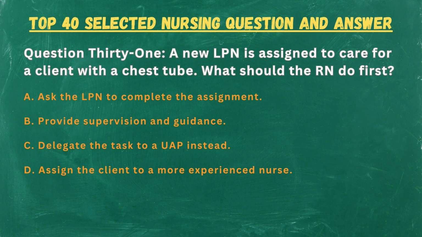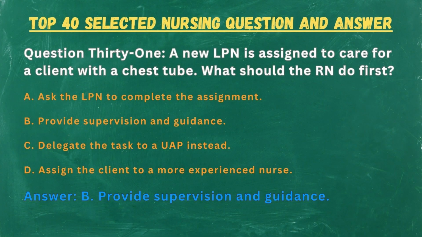Question 31. A new LPN is assigned to care for a client with a chest tube. What should the RN do first? A. Ask the LPN to complete the assignment. B. Provide supervision and guidance. C. Delegate the task to a UAP instead. D. Assign the client to a more experienced nurse. Answer: B. Provide supervision and guidance.